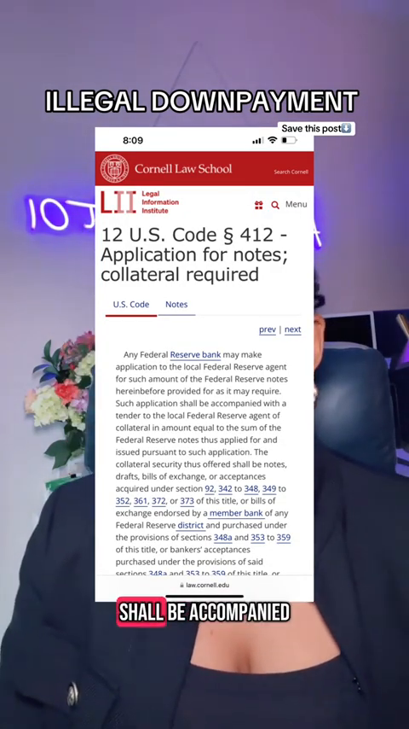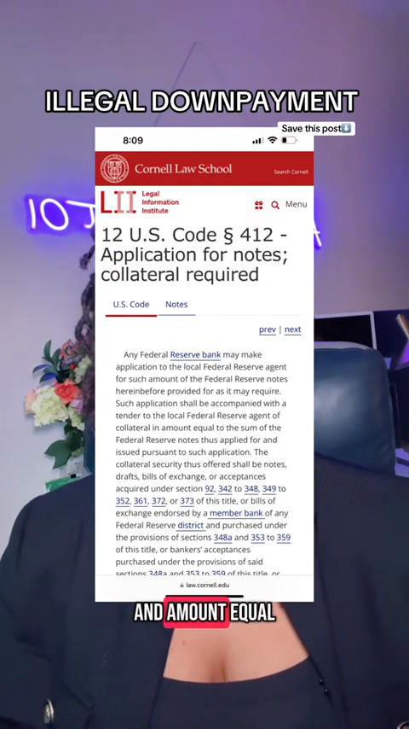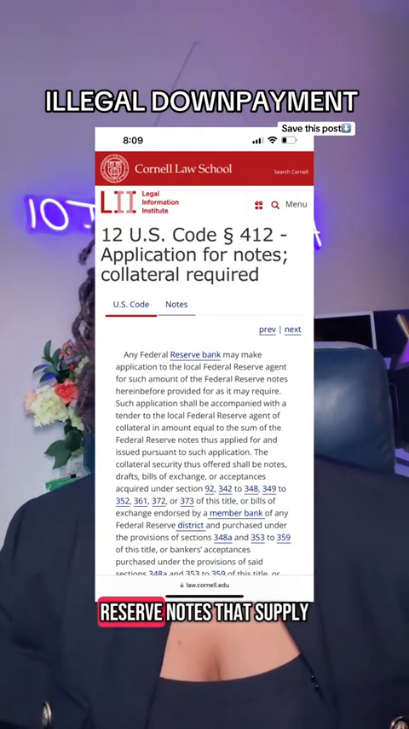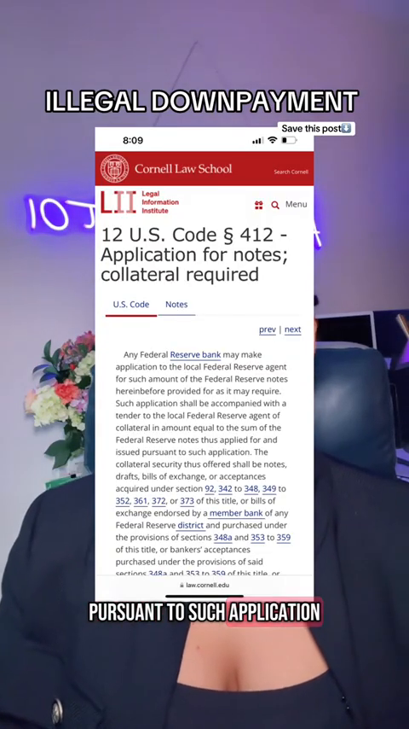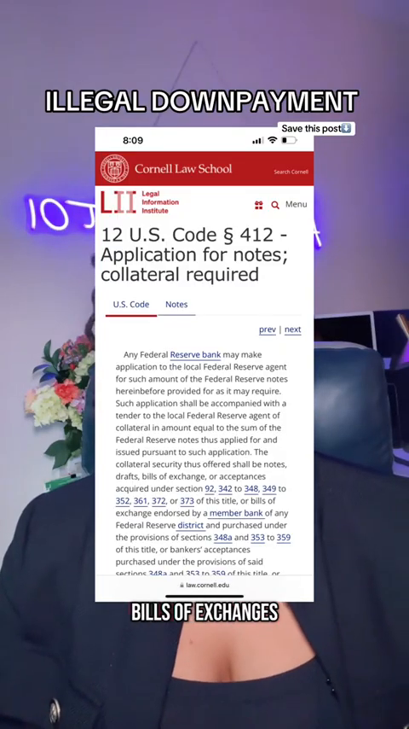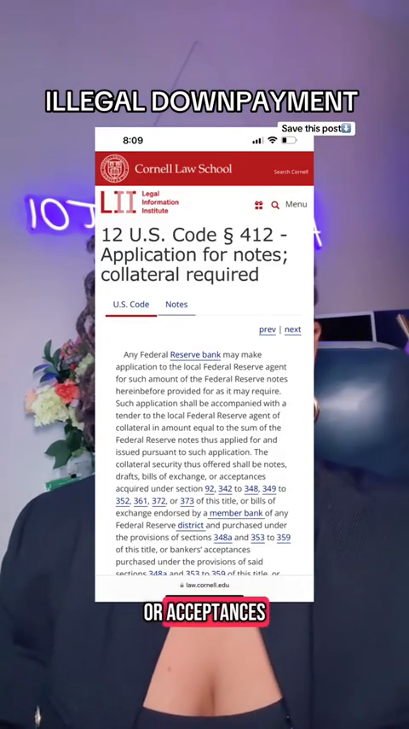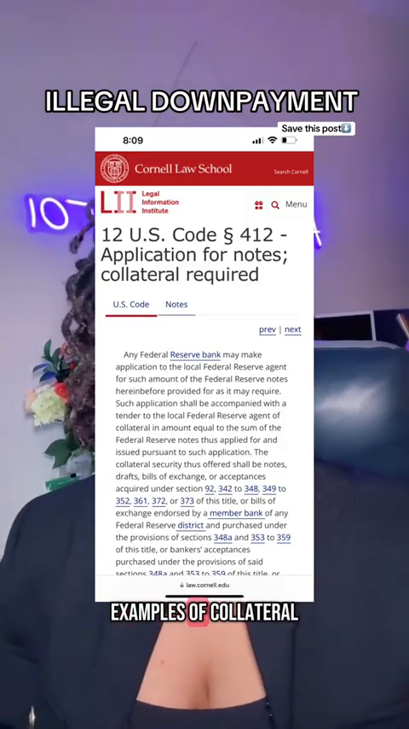Such application shall be accompanied with a tender to the local Federal Reserve agent of collateral in amount equal to the sum of the Federal Reserve notes thus applied for and issued pursuant to such application. The collateral security thus offered shall be notes, drafts, bills of exchanges, or acceptances. And then they had the sections where they would discuss all of those examples of collateral.